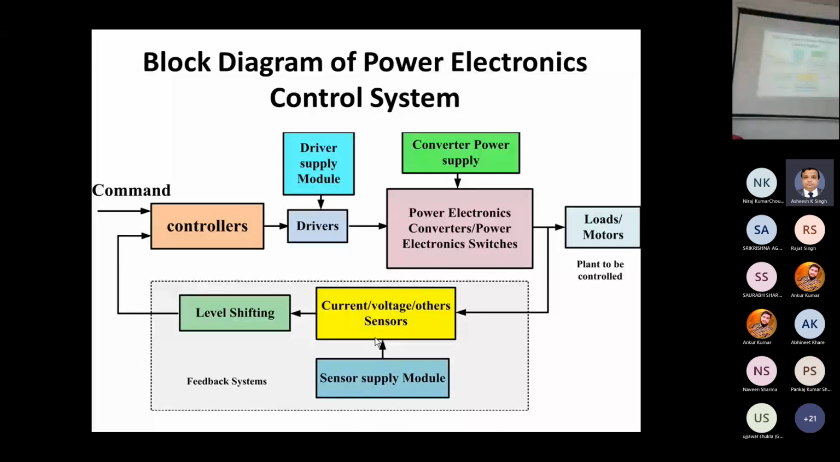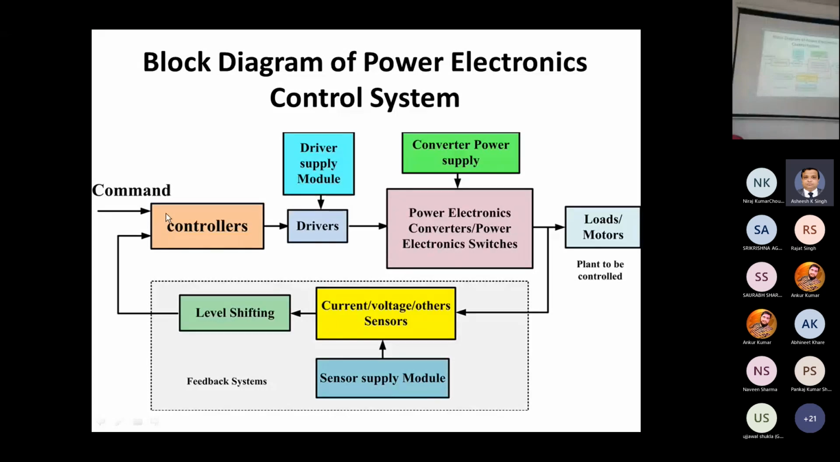Suppose we have AC or DC quantities as output in the voltage or current sensors. Sometimes we need level shifting, because there is no bidirectional input available in some controllers. Some controllers use differential inputs, so we may use the negative as well as positive inputs from the feedback sensors. Also the sensors may need a sensor supply module, which can have regulator ICs.